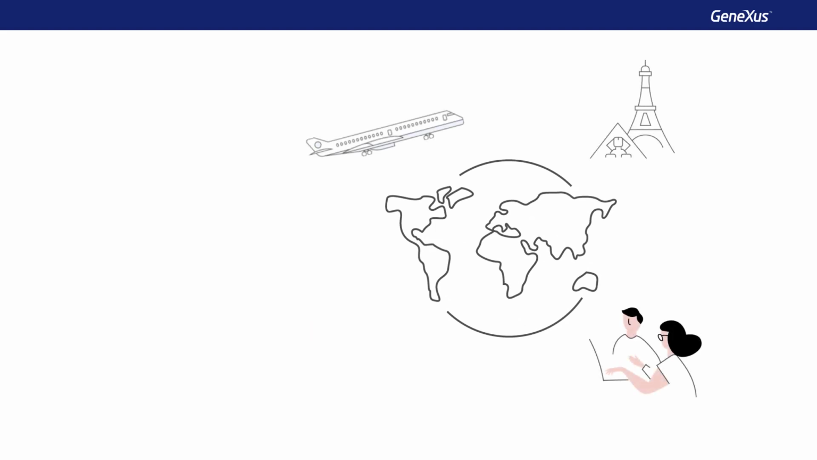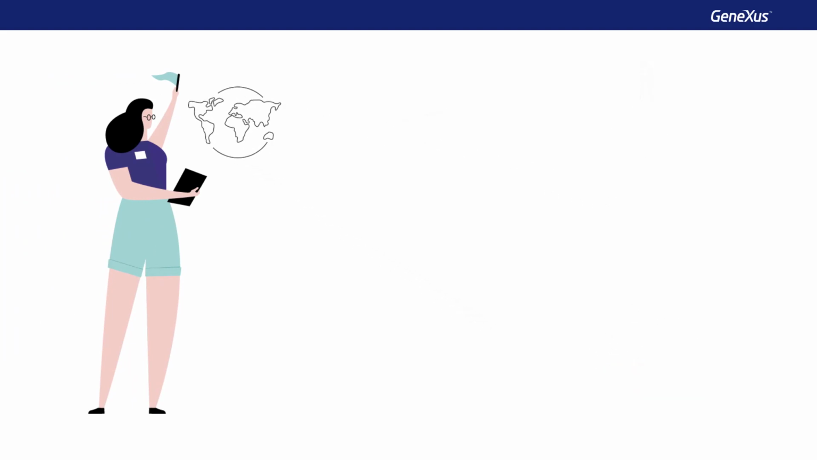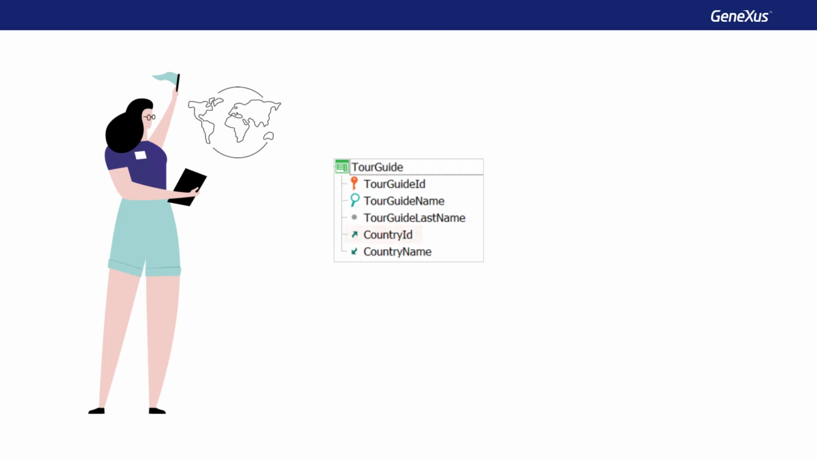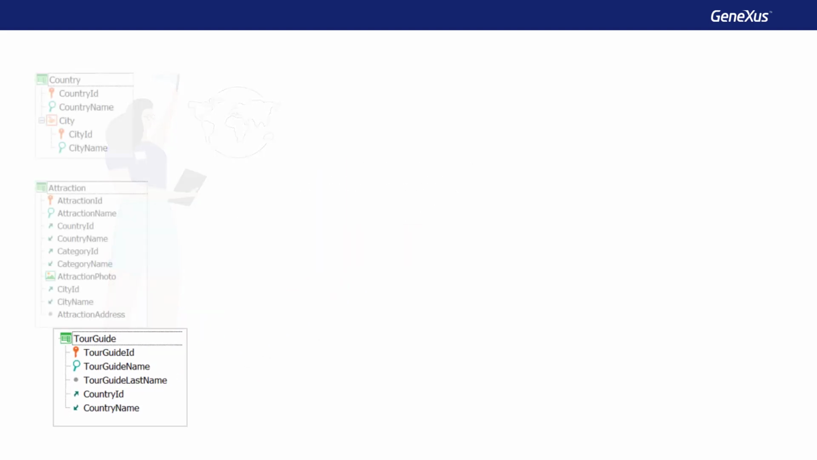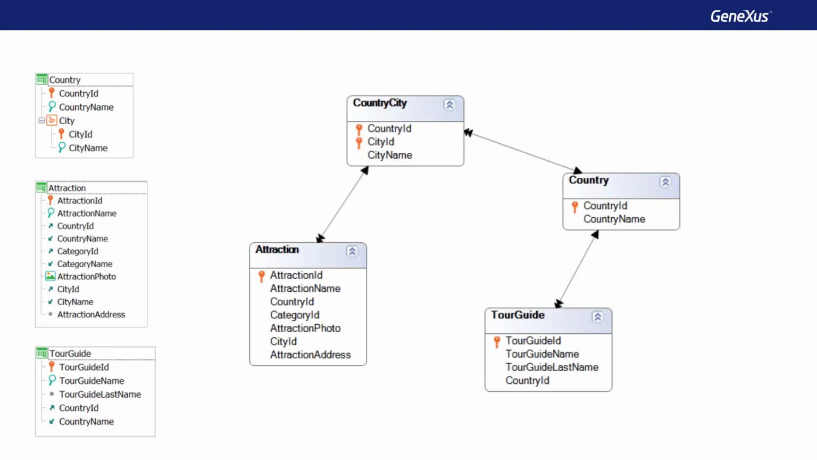Suppose we have to add a transaction to record the information of the tour guides. Each guide has a specific nationality, and for that reason, we've added the country ID attribute to its transaction structure. If we look at the table diagram, from the attraction transaction, we can infer the country name corresponding to that attraction, since it's in an extended table. Likewise, from tour guide, we can also infer its own country name, that is, the guide's country.